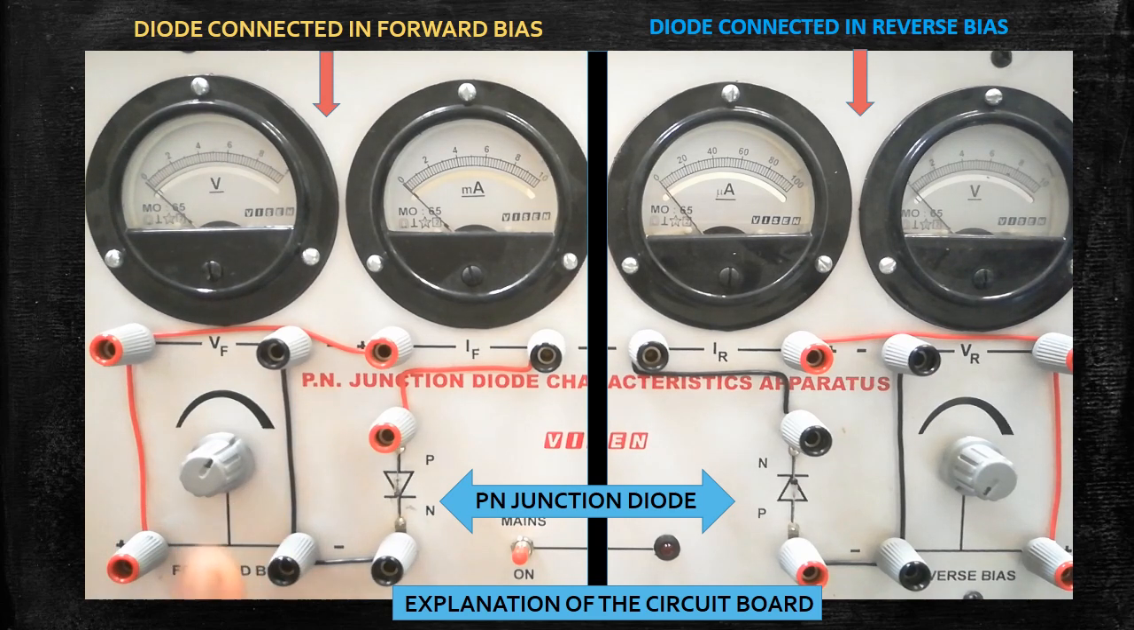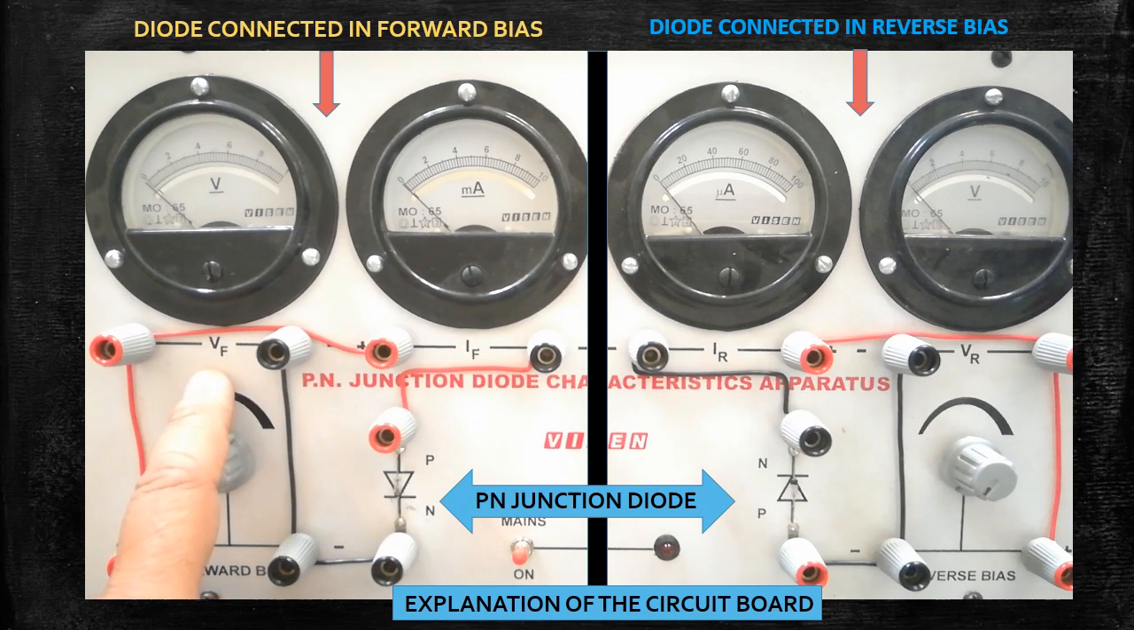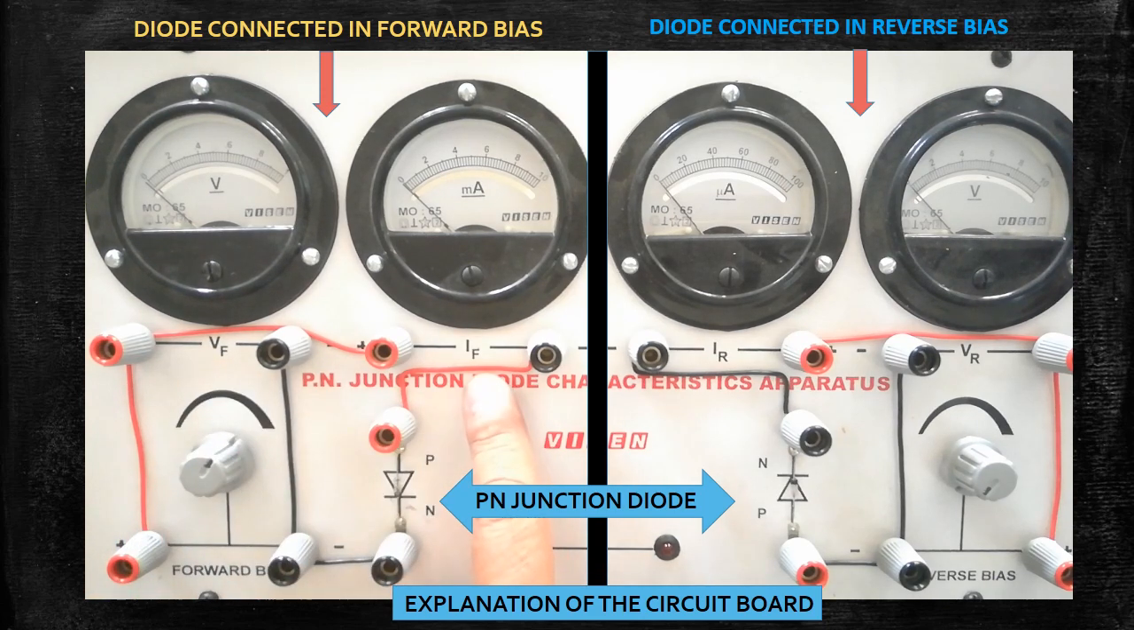When the diode is connected in forward bias, we have to see the relationship between the voltage and current. The current passing through the diode is called forward current. The voltage which is supplied across the diode is called forward voltage. So we have to vary the forward voltage and find the corresponding change in the forward current by using these two meters. This voltmeter is used for finding the value of VF, forward voltage.